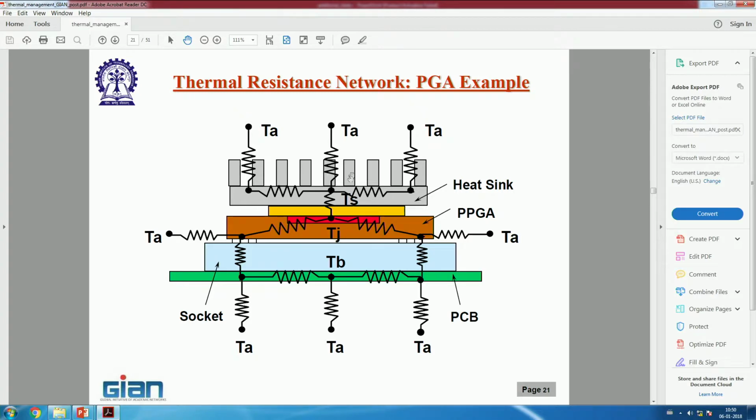Which means this is 4 times the thermal resistance from junction to board, or through this path junction to board to ambient. The thermal resistance is 4 times compared to junction to heat sink to ambient. So, therefore, only 1/5 of my heat that is generated is going to flow through this, and 4/5 is going to flow through this. By the way, 20% is not negligible.